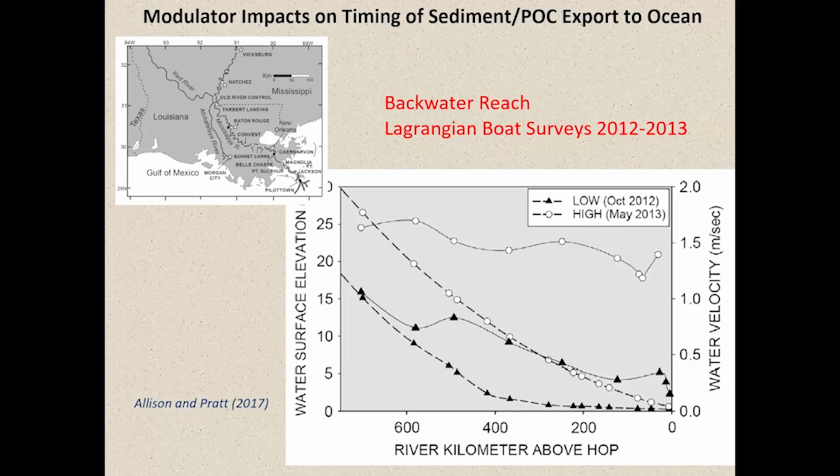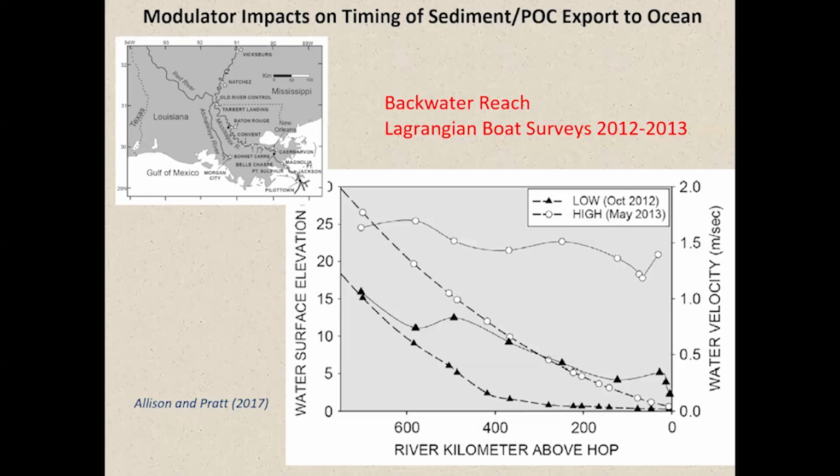the backwater reach characteristics. These are the mean cross-sectionally average water column velocities, and you see how dramatic the drop-off is in water column velocity in the Mississippi River through the backwater reach at low discharge, and how relatively invariant it is and much more energetic at high discharge.